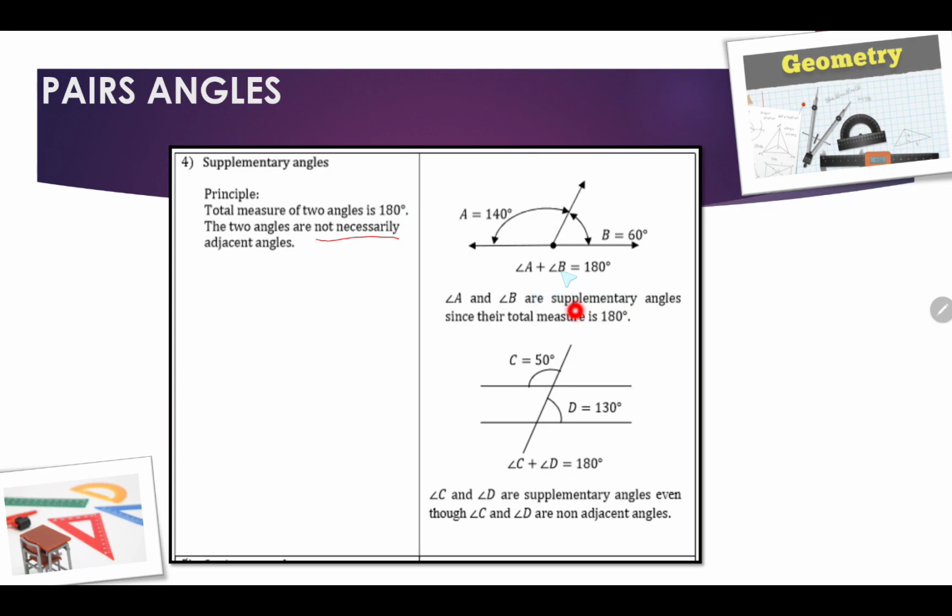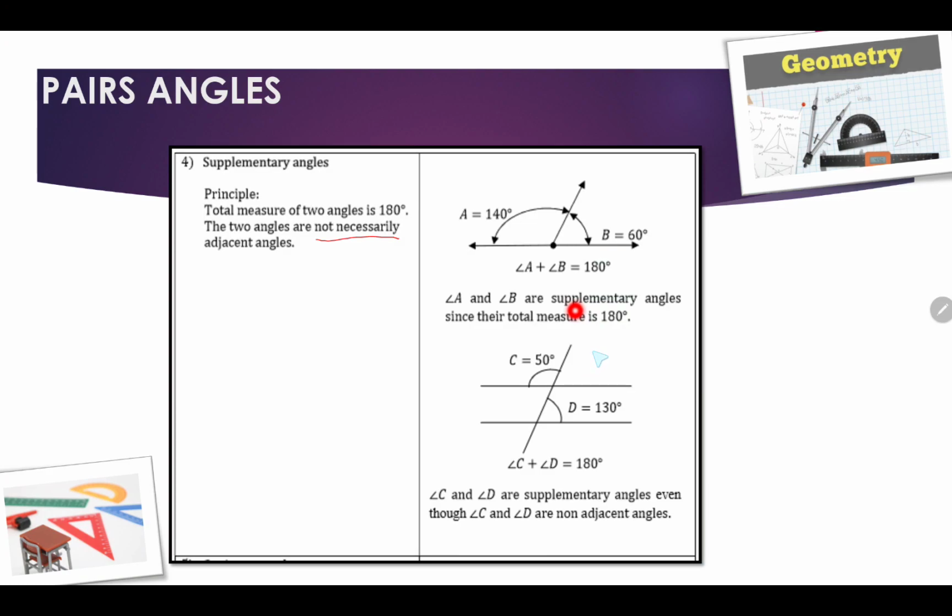Okay, so contoh kita tengok kat sini. Angle A and angle B are supplementary angles. Okay, dan dia juga adalah adjacent angle. Okay, so total measurement dia 140 plus 60 equals 180. So we can call these two angles supplementary angles.